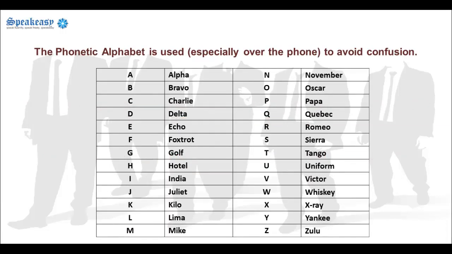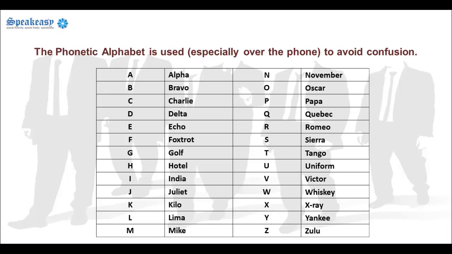The phonetic alphabet is often used in professional situations, especially over the phone, to avoid confusion. For example, if you want to say the word party and make sure it is completely understood, you might spell it out as P for Papa, A for Alpha, R for Romeo, T for Tango, and Y for Yankee.